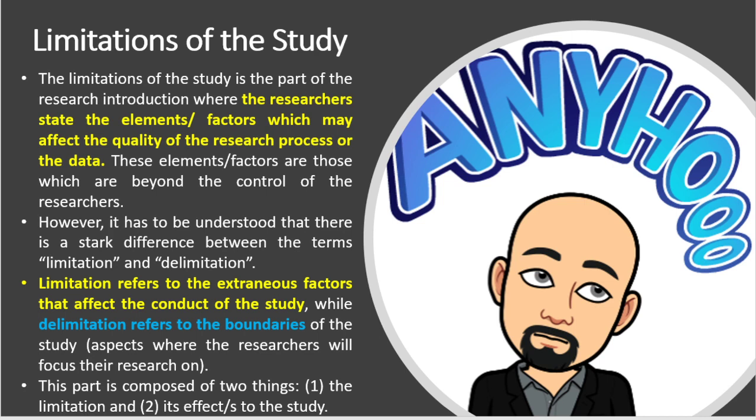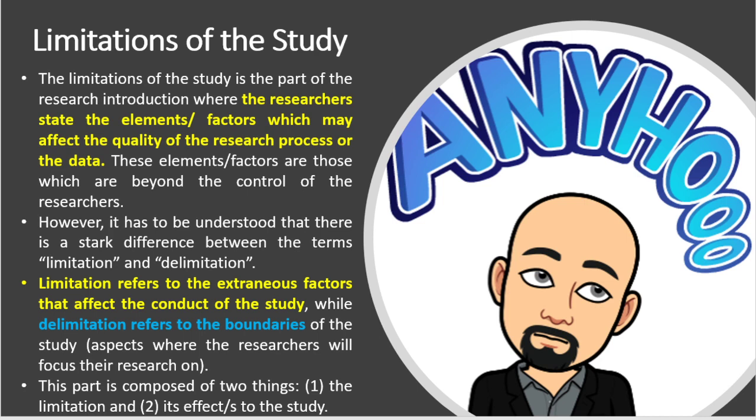When we say limitation, this refers to the extraneous factors, the external factors which can affect the quality of the research or of the quality of the data that will be collected. However, when we say delimitation, this refers to the boundaries of the study. In terms of its scope, these are the aspects that the researchers will focus on as much as the study is concerned. So please do not interchange these two terms because they are very, very different.